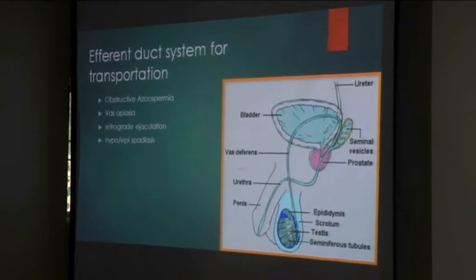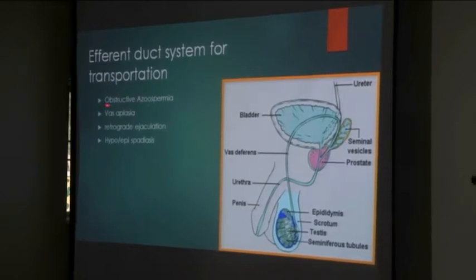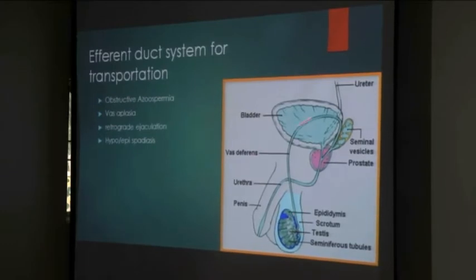All together they join and come out of the tracts here. So here we may have one obstructive azoospermia, where there is obstruction somewhere, or vas aplasia, the absence of vas. The vas will not develop at all here. Vas aplasia, there is no vas at all. The only testis is here and there is no connectivity there, vas aplasia.